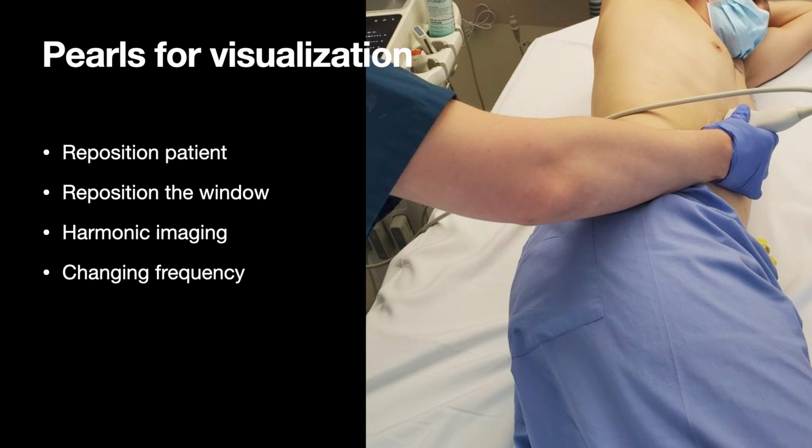A couple other things you can do in addition to these positional things is obviously make sure you're in the right preset, so all that stuff's ready, but you can toggle on and off your harmonic imaging to see if you can play with some of the artifacts there, or change the frequency. If you're having a hard time punching through to get some of the deeper structures, try lowering your frequency to see if that will allow you to get into those deeper structures to see what's going on inside the gallbladder.